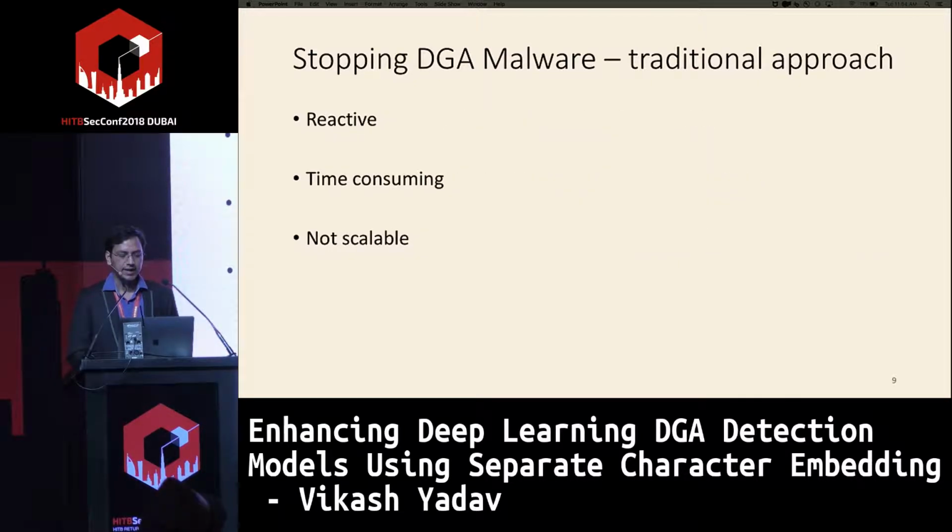These traditional techniques are reactive in nature. You have to get your hands on a malware binary. Once you have the binary, it takes a lot of time to reverse engineer and get to the part where you have a DGA in your hand. And this is not a very scalable approach because it takes a lot of time to reverse engineer the binary and get the DGA code.